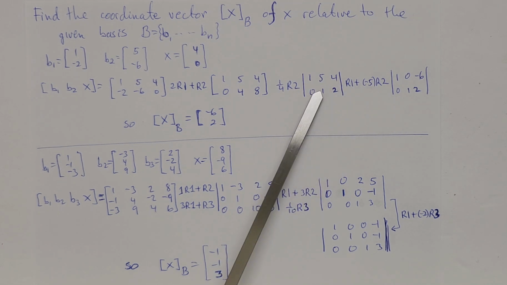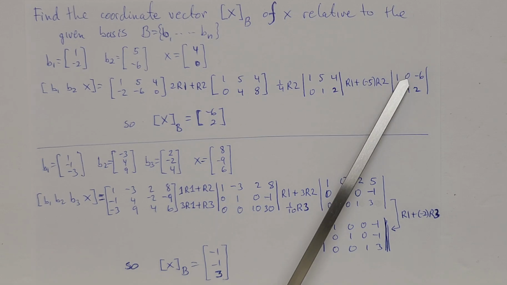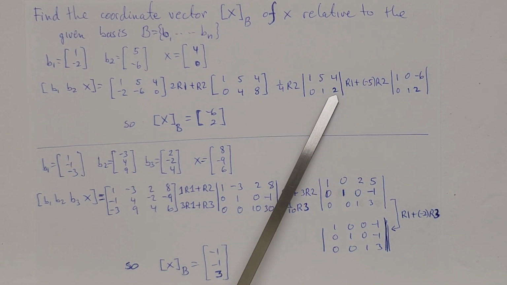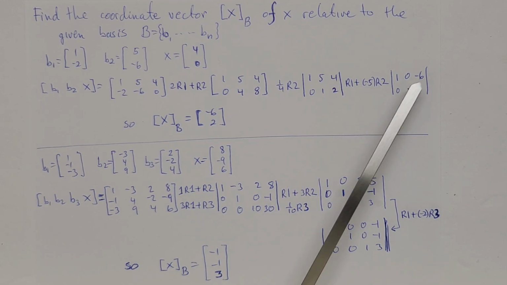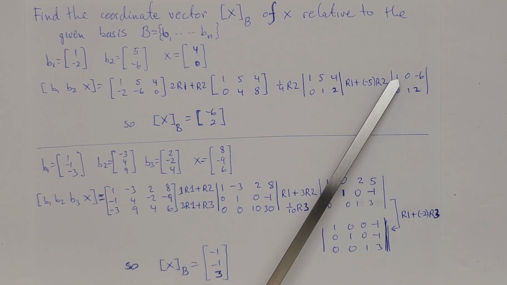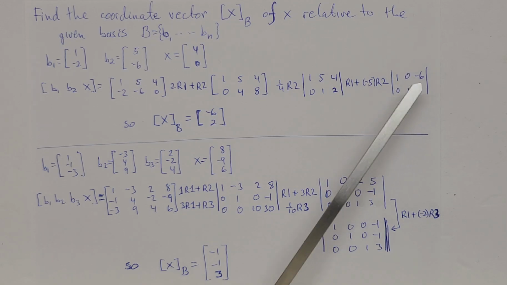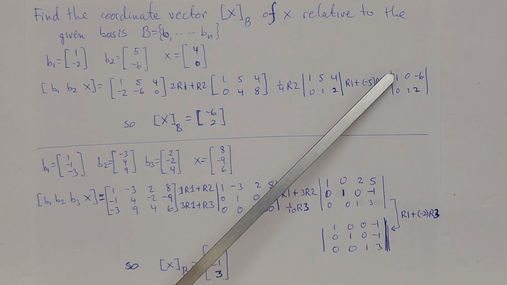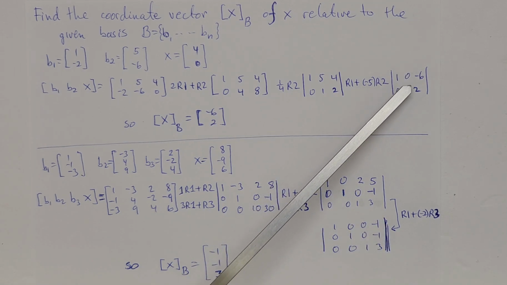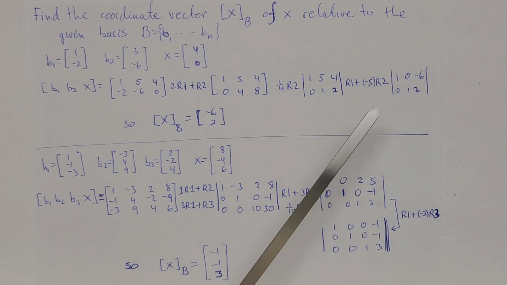-5 times 1 will be -5, and -5 plus 5 gives me 0. -5 times 2 will be -10, and -10 plus 4 gives me -6. Once this is done, we are completely done with row operations. And how do we know we are done? When I have 1, 0, and then 0, 1. That's when we are done.